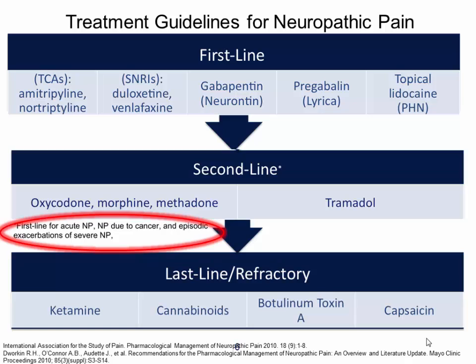And then last line, or refractory neuropathic pain, includes agents such as ketamine, cannabinoids, botulism, and capsaicin. And you can also use intravenous lidocaine in this setting as well for refractory last line neuropathy.